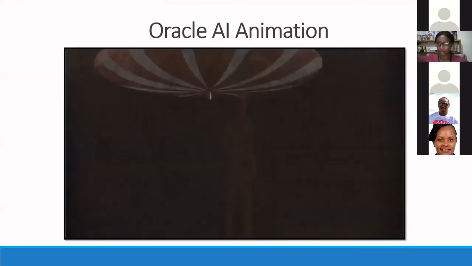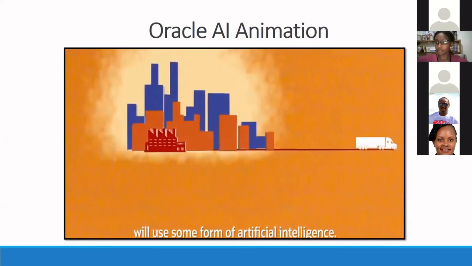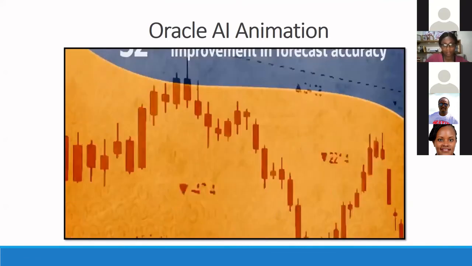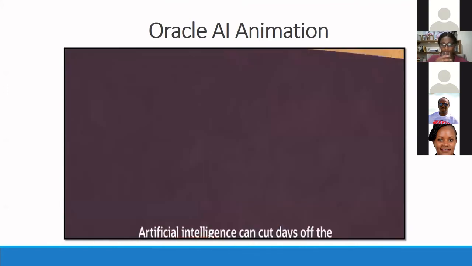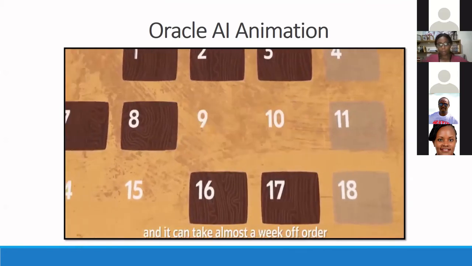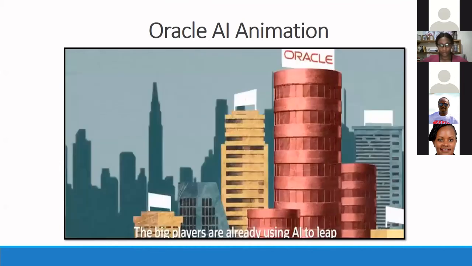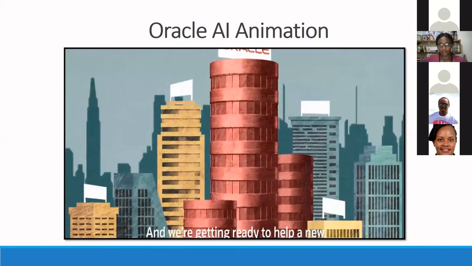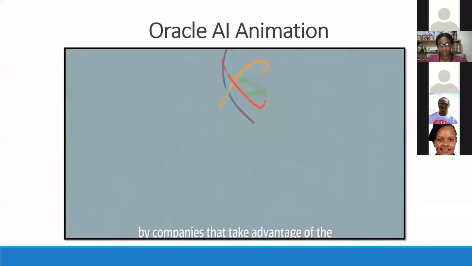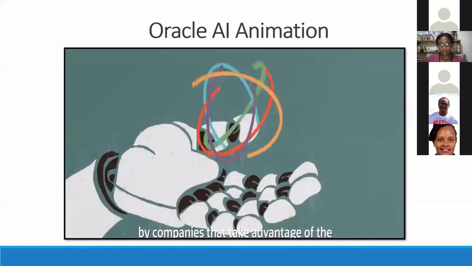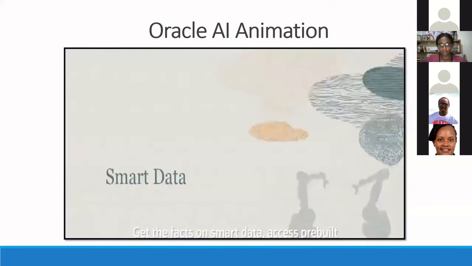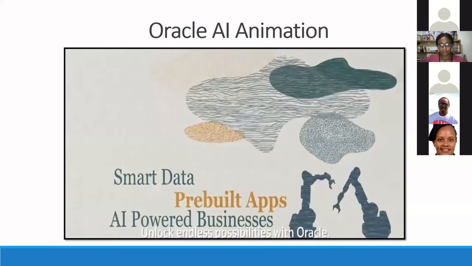Customer service, and finance. And that's just the beginning. Reduce errors and downtime. Improve forecasting. Increase productivity. Artificial intelligence can cut days off the time it takes to close your books each month, and it can take almost a week off order fulfillment times. The big players are already using AI to leap ahead, and we know because we're one of them, and we're getting ready to help a new generation of AI-powered businesses. By 2027, 75% of today's S&P 500 companies will be replaced by companies that take advantage of the new tools, new techniques, and new insights of artificial intelligence. And that's not science fiction, it's science fact. Get the facts on smart data, access pre-built apps, and discover new insights. Unlock endless possibilities with Oracle.